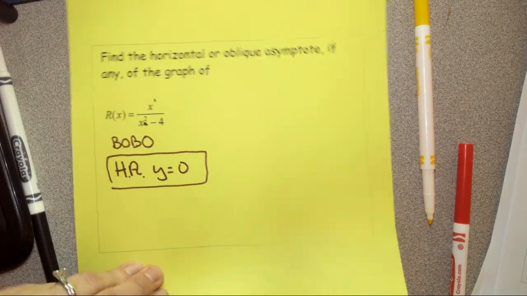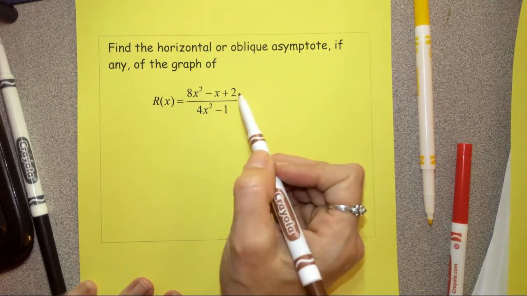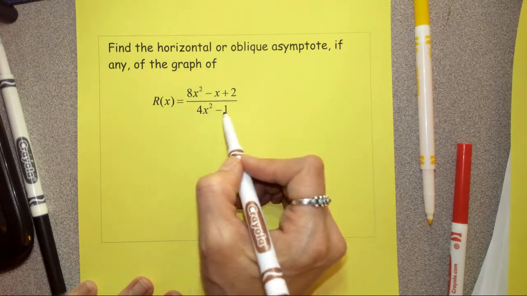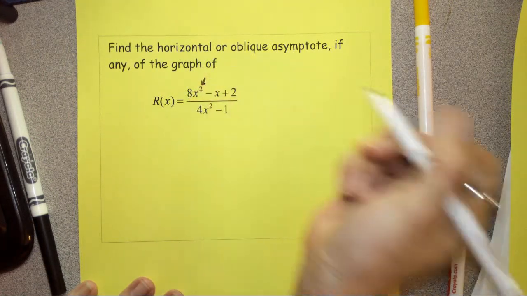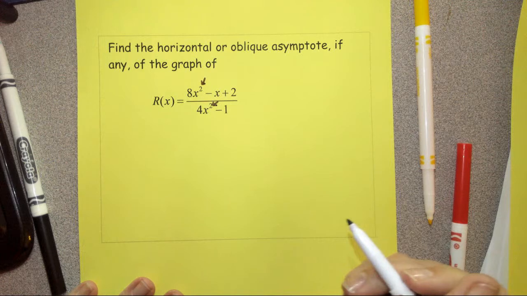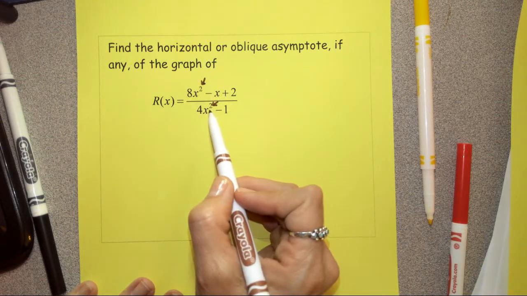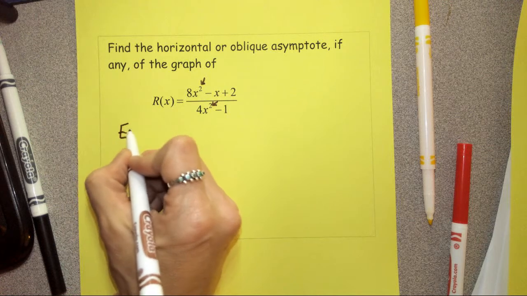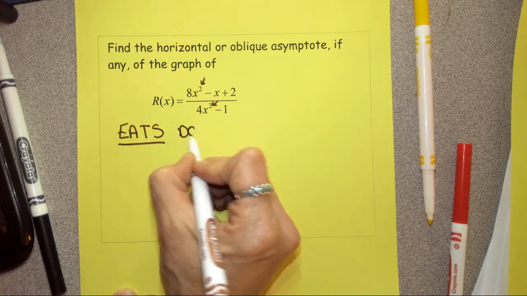Okay, let's go look at our second case. We have 8x squared minus x plus 2 over 4x squared minus 1. Again, we're not having a factor. I'm just going to look at the exponents. I have a 2 here, and I have a 2 here. So are they bigger on the top, bigger on the bottom, or are they the same? Okay, exponents are the same, so this is an EATS DC.